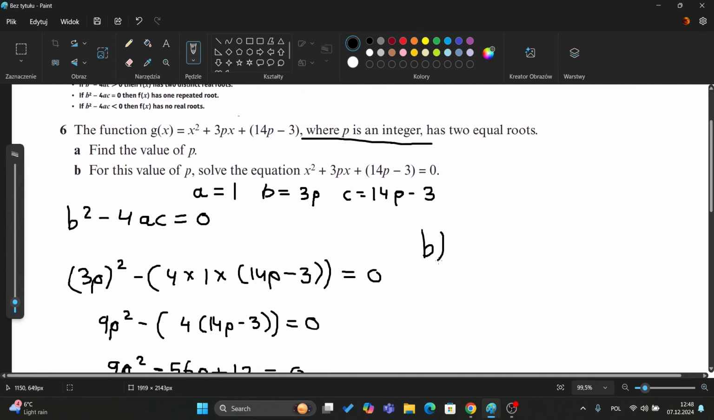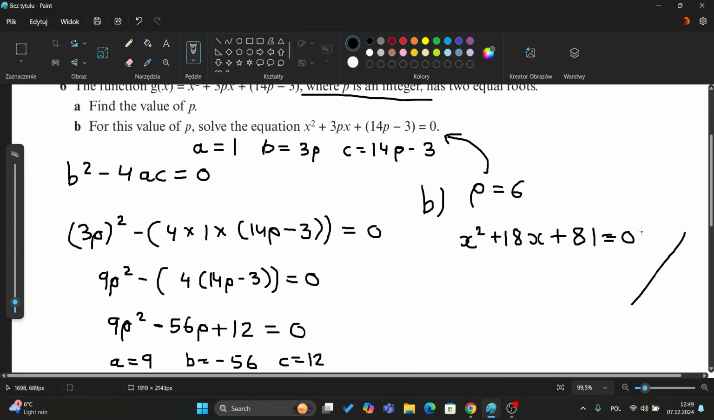Now for B, for this value of p, solve the equation x squared plus px plus 14p minus 3. So we just have p equals 6 for this equation, so x squared plus 18x, and 14 times 6 is going to be 60 plus 24, which is 84. 84 minus 3 is 81, so that's plus 81 equals 0.